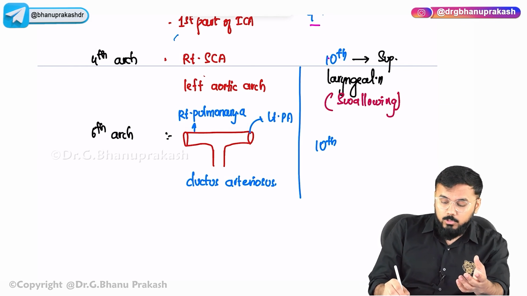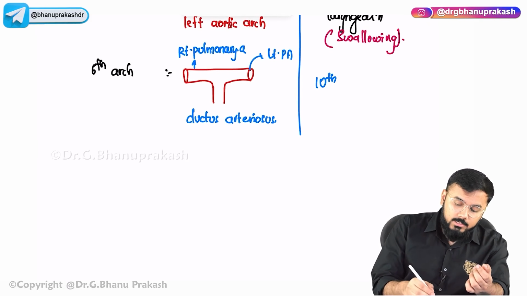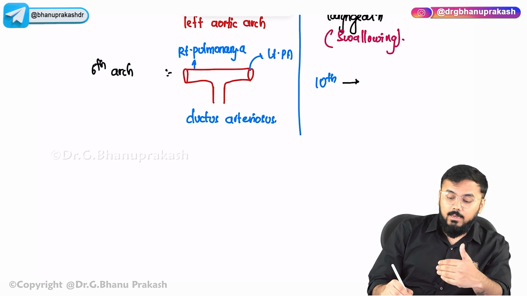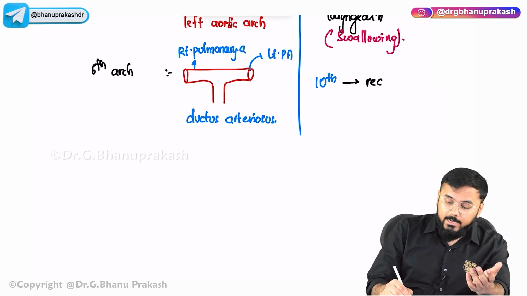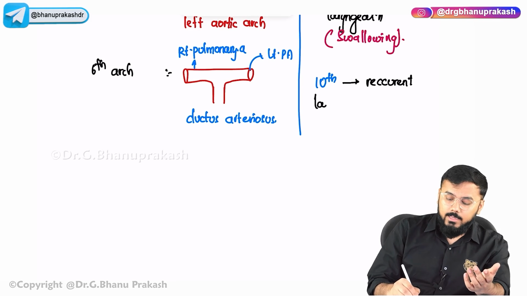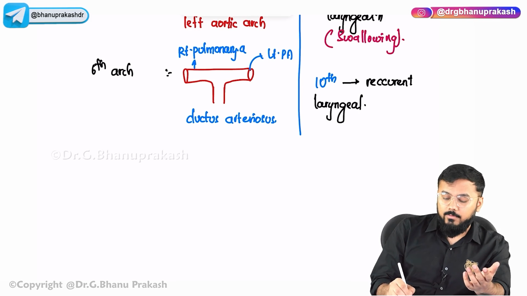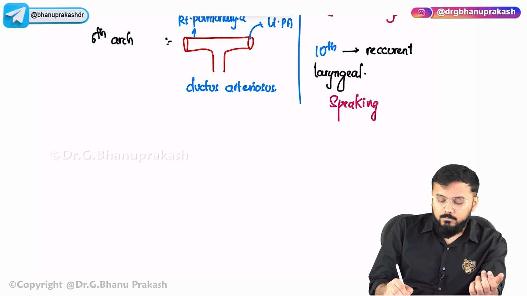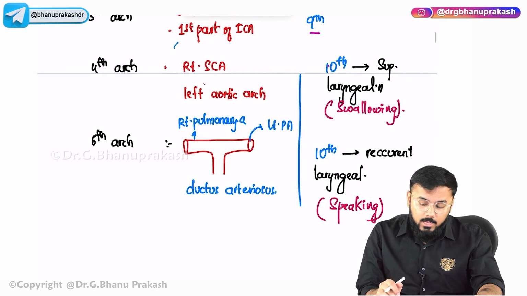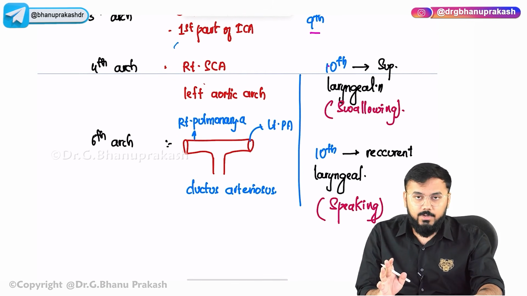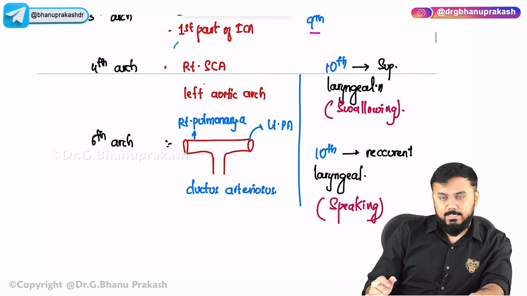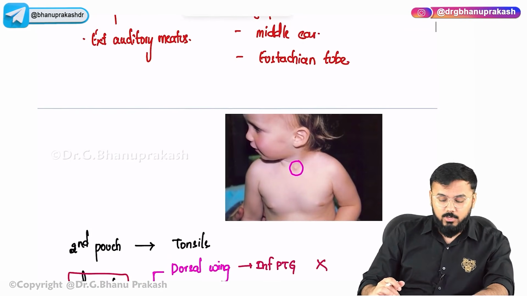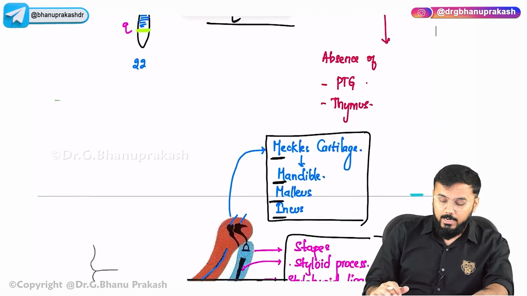In the same way, the 10th cranial nerve derived from the sixth arch gives off a branch called the recurrent laryngeal nerve. All of you know the recurrent laryngeal nerve, except for the cricothyroid muscle, innervates all the remaining muscles, which are responsible for speaking. This is one of the very important things you have to understand. So this completes the discussion of your arches. As this is a rapid revision session, I have discussed only the important points you need to know regarding these arches.